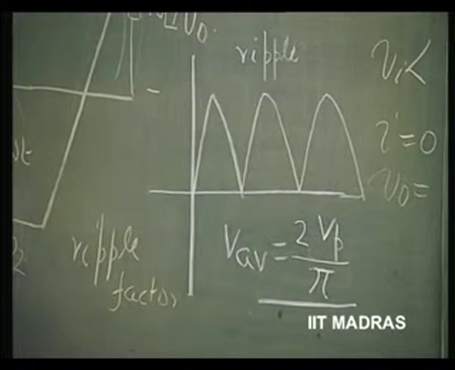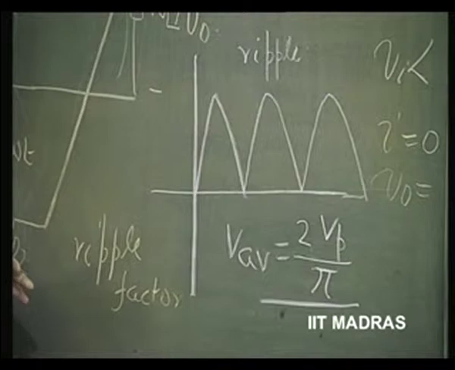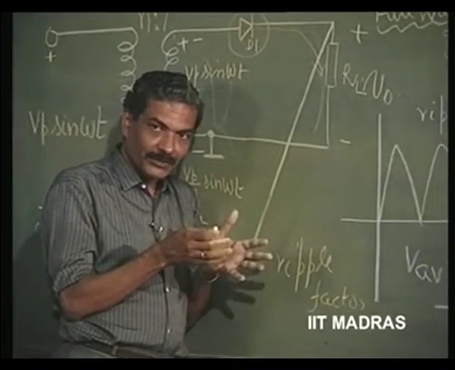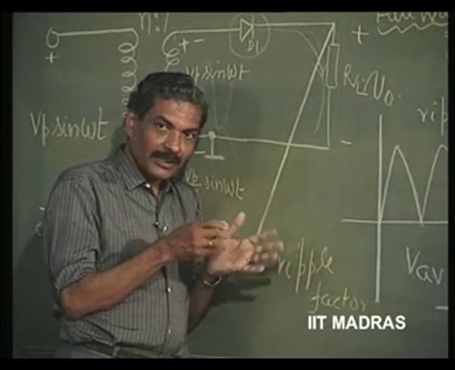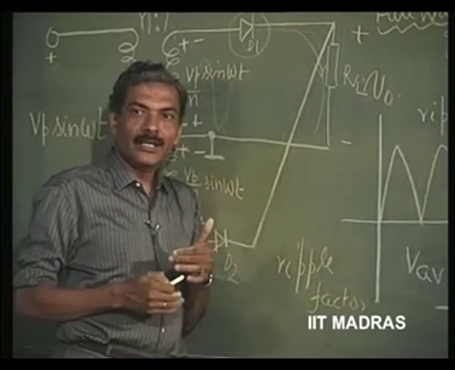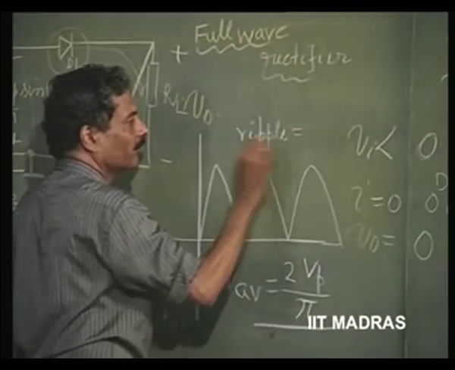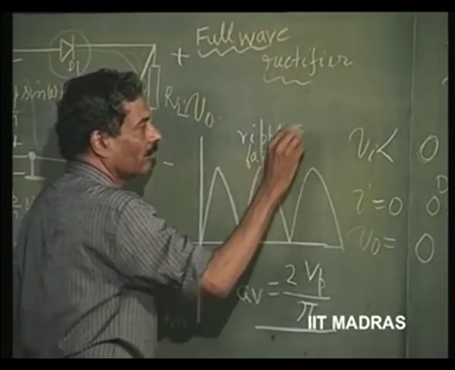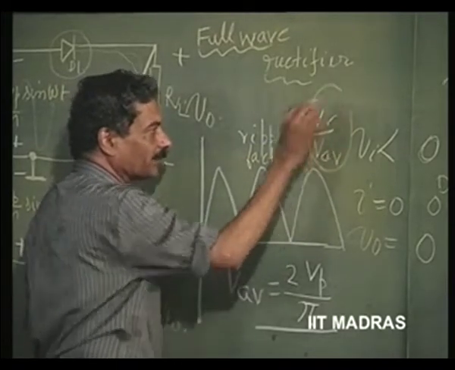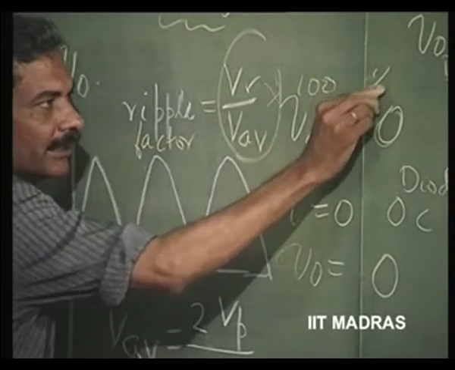What is ripple factor? Ripple factor is expressed in terms of percentage or as a ratio of ripple voltage to average DC voltage. So, this is nothing but the ratio of ripple voltage to average voltage, expressed as a ratio or multiplied by 100%.